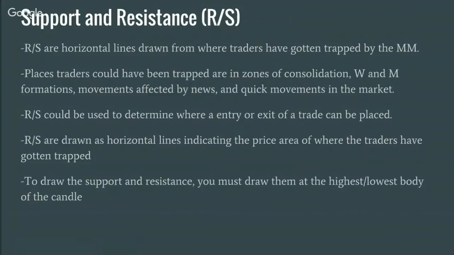All right. Resistance and support could be used to determine where entry or exit of a trade can be placed. Okay, so we can now not only focus on W and M formations, we can use resistance and support to take entries and exits. And I will show you guys how to do that. Okay, we have 5 minutes left. I'll probably go over it just by a few minutes.